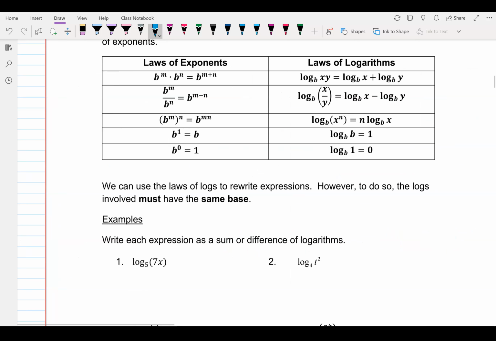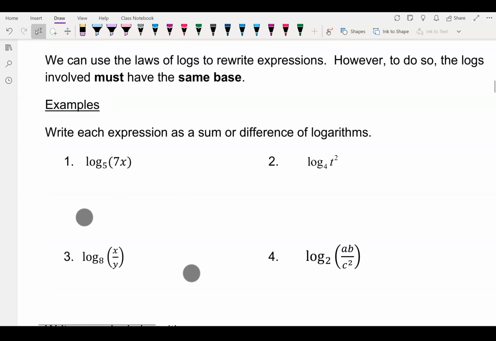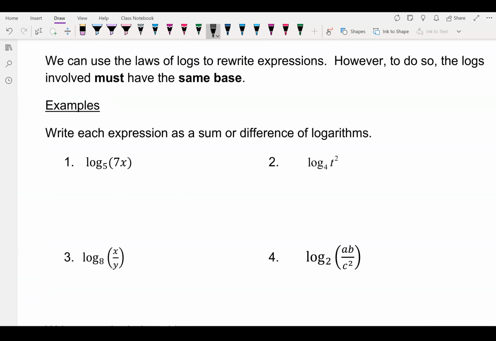So let's actually use the rules, okay? We want to write each expression as the sum or a difference of logs. Well, in the first case here, this is a product.